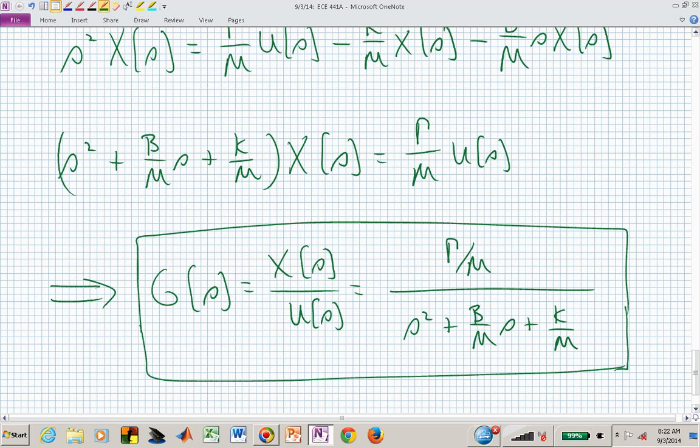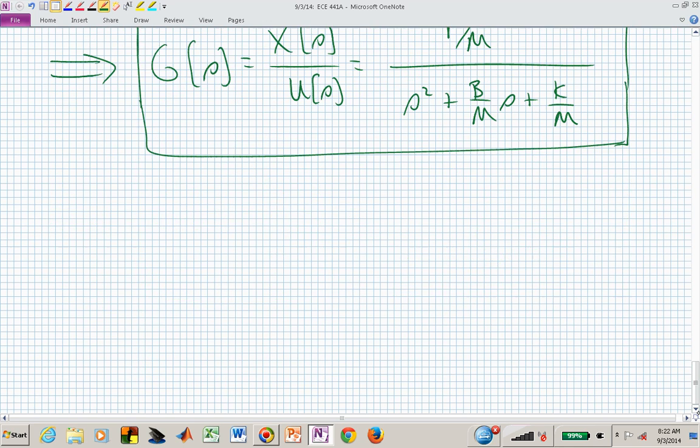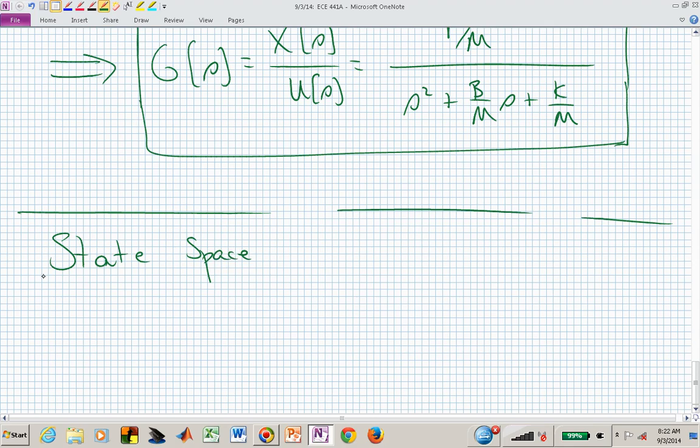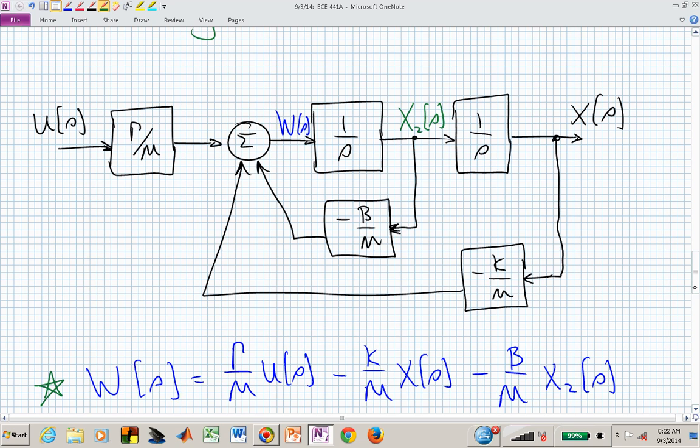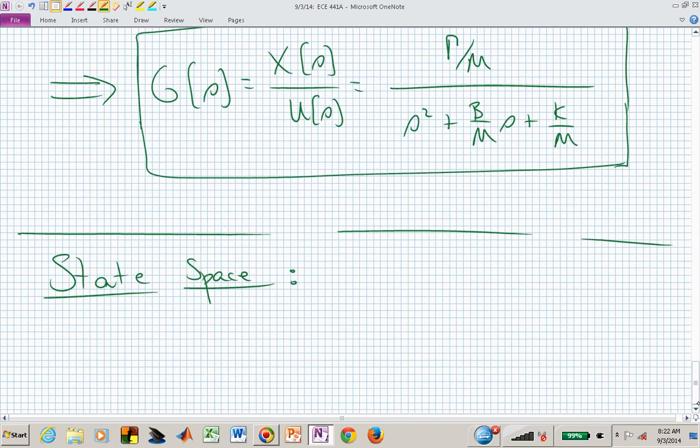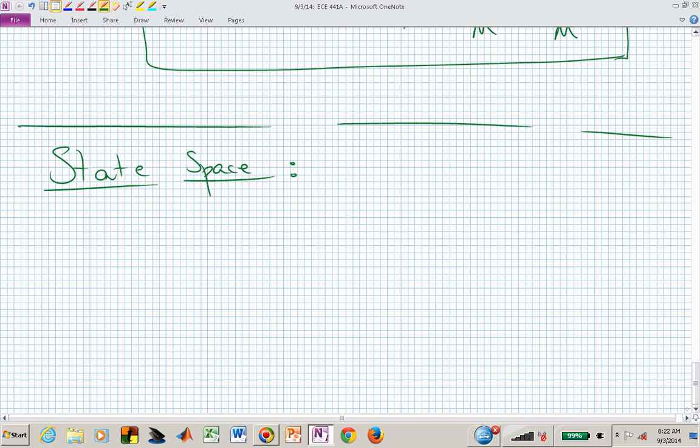That's the second way. Let's do the third way, which is the state space representation. Now we could have done this via Mason's gain, and that would involve paths and loops, and we could almost immediately write down that transfer function. But we can also do it with block diagram algebra, which is what we did. So we'll leave it at that for now. Let's now look at the state space.